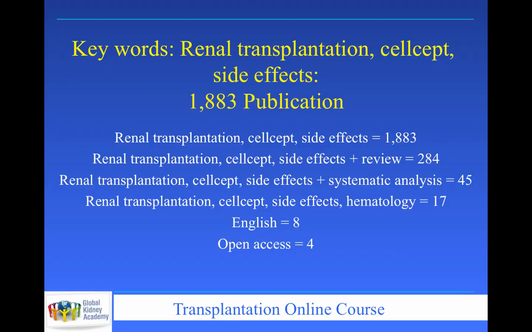So you refine your search by adding, for instance, review articles, and you're down to 284. Or systematic analysis, you're down to 45. If you're looking specifically at a known side effect, you put renal transplantation, CellCept, side effects, hematology, down to 17, 8 of which are in English, so you can read them.